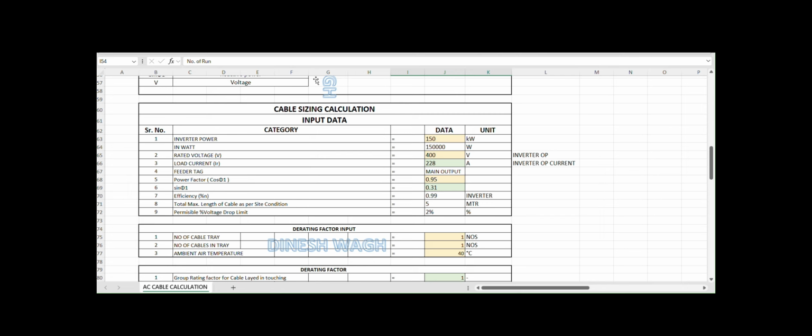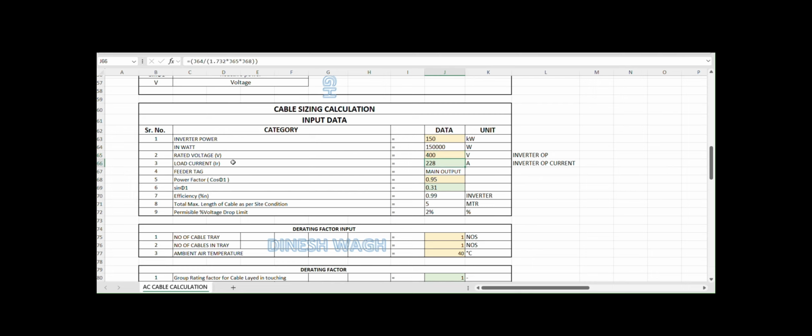Now, point 7, input data. Here I am taking one example. In this project, inverter size is 150 kilowatt, which in watt is simply multiplied by 1000, so we are getting the watt value. Rated voltage is 400 volts as per the inverter output, and you can check it on the data sheet.